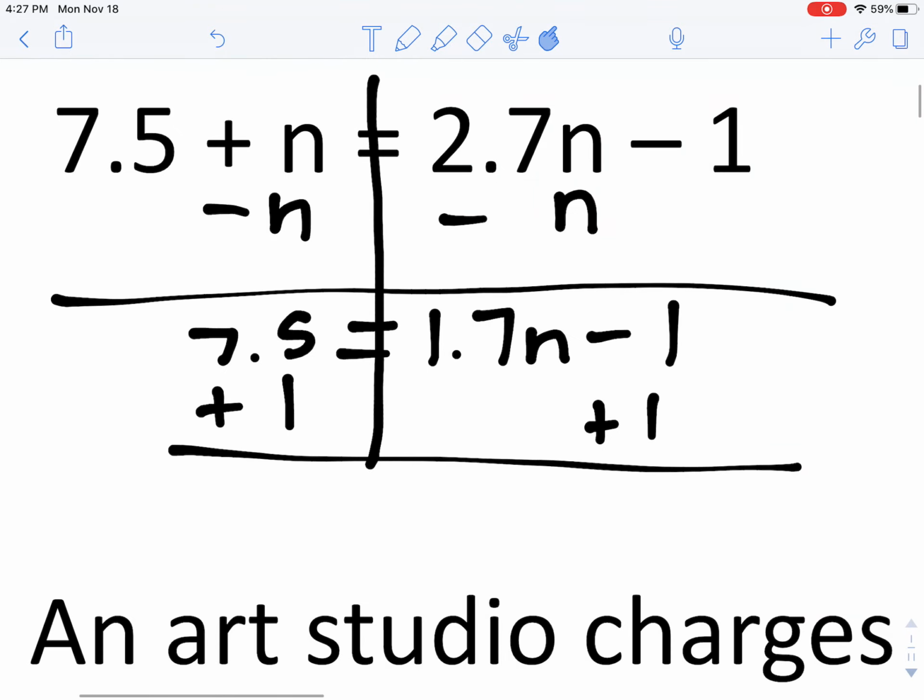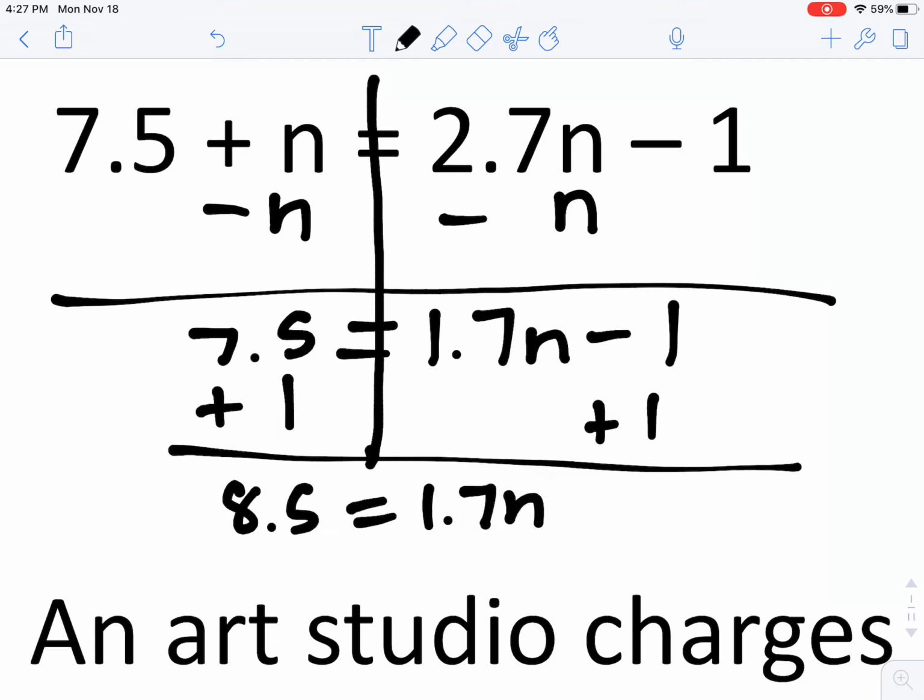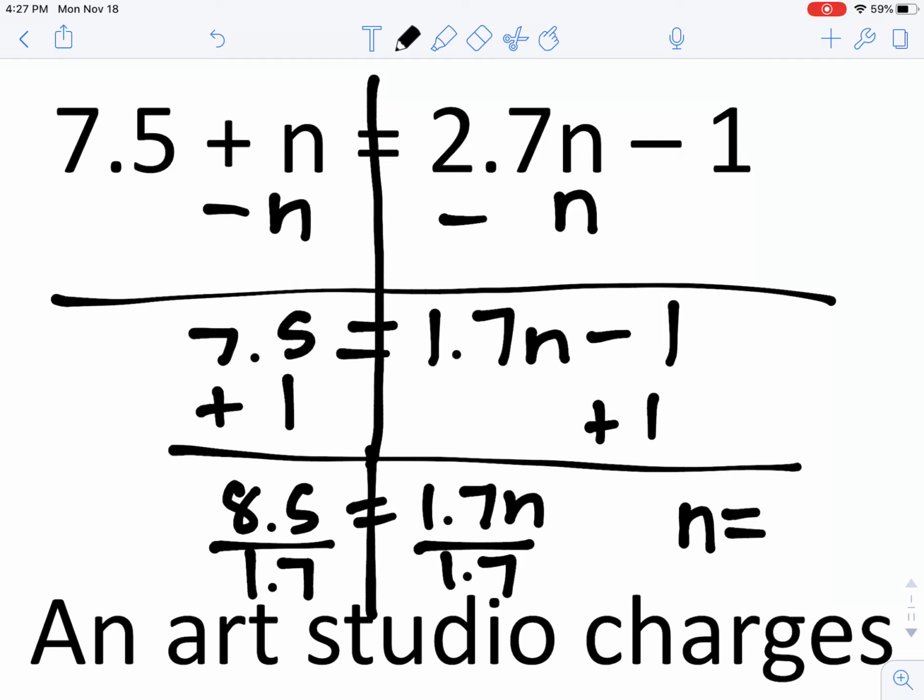I'm going to add 1 to both sides. Should have lined up my decimals there, but that's all right. We have 8.5 equals 1.7n. Then I have 1.7 times n. I want to get n by itself. So I'm going to divide both sides by 1.7. You should have done the math there and gotten n equals 5. N equals 5.